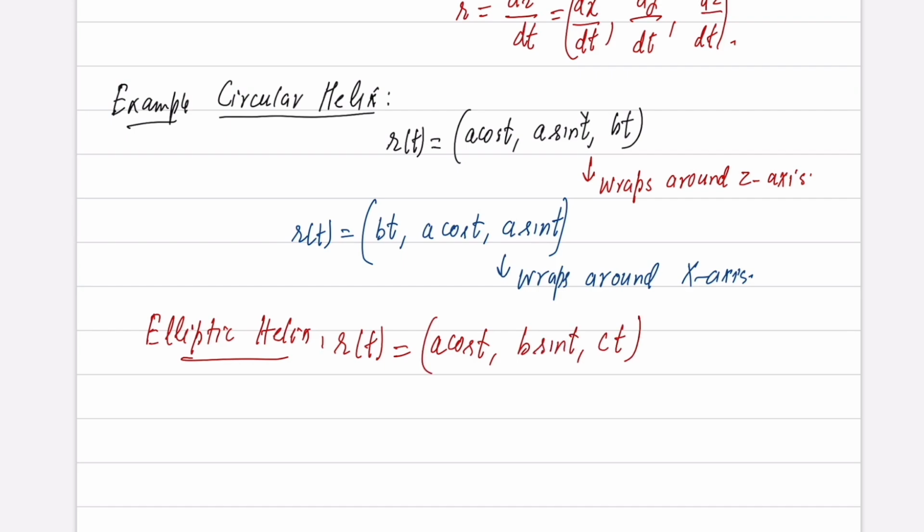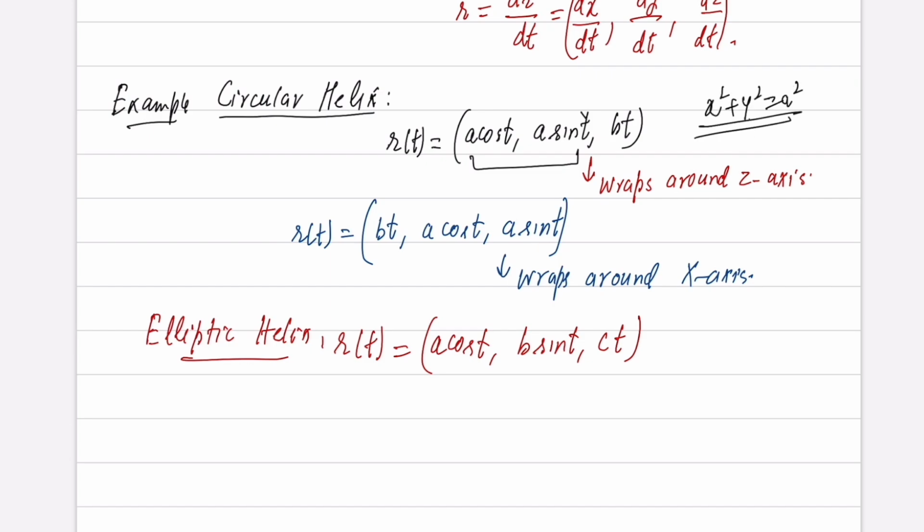Now, how do we understand that the first is a circular helix and the second one is an elliptic helix? If we look at the first two coordinates, a cos t and a sin t, this is the parametric representation of a circle. x square plus y square is equal to a square.